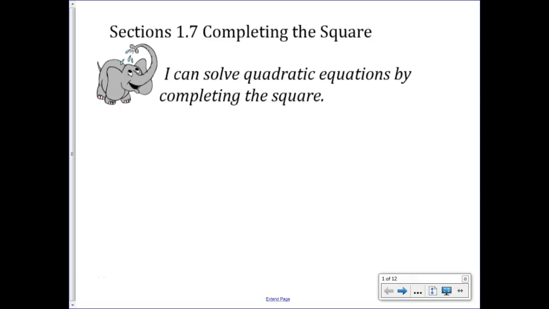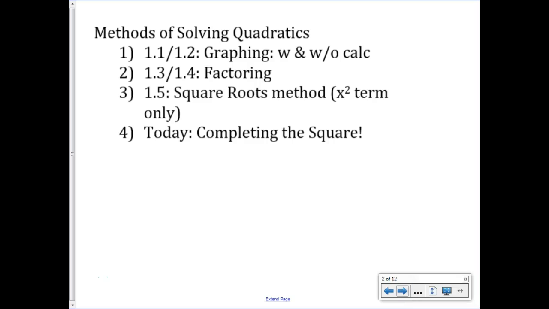Hey guys, today we are looking at completing the square, determining when we complete the square and then how to actually complete the square and what that means. So far we've learned a few different methods to solve. In 1.1 and 1.2 we learned how to graph both with and without a calculator. In 1.3 and 1.4 we learned factoring, so when we already had that perfect equation that factored out nicely. And in 1.5, we used the square roots method when we only had that x squared term, so that x term wasn't there. Today, we're looking at completing the square.